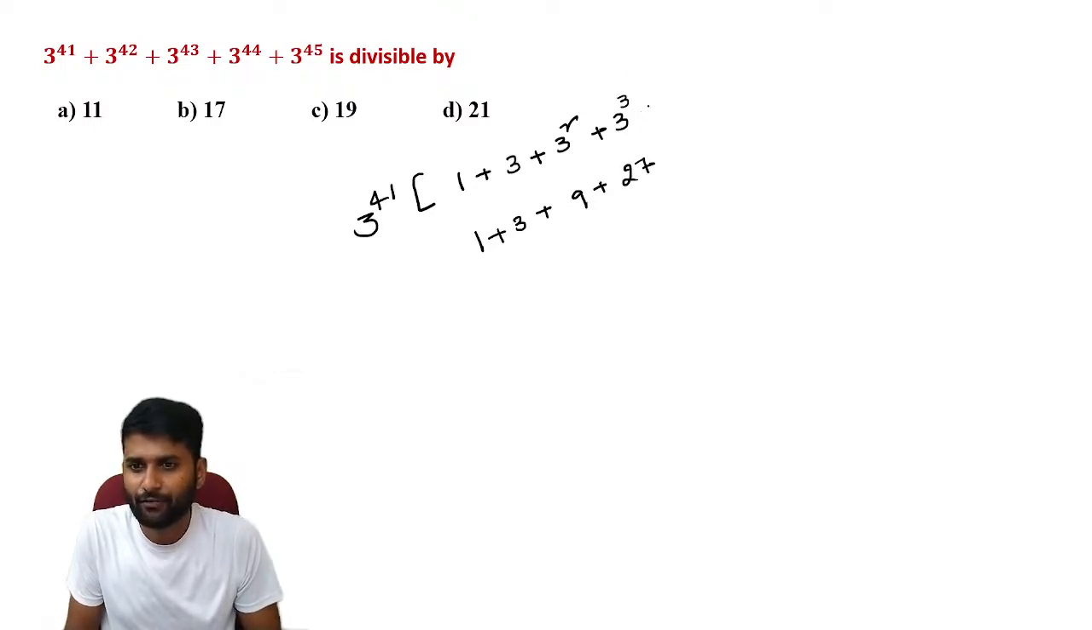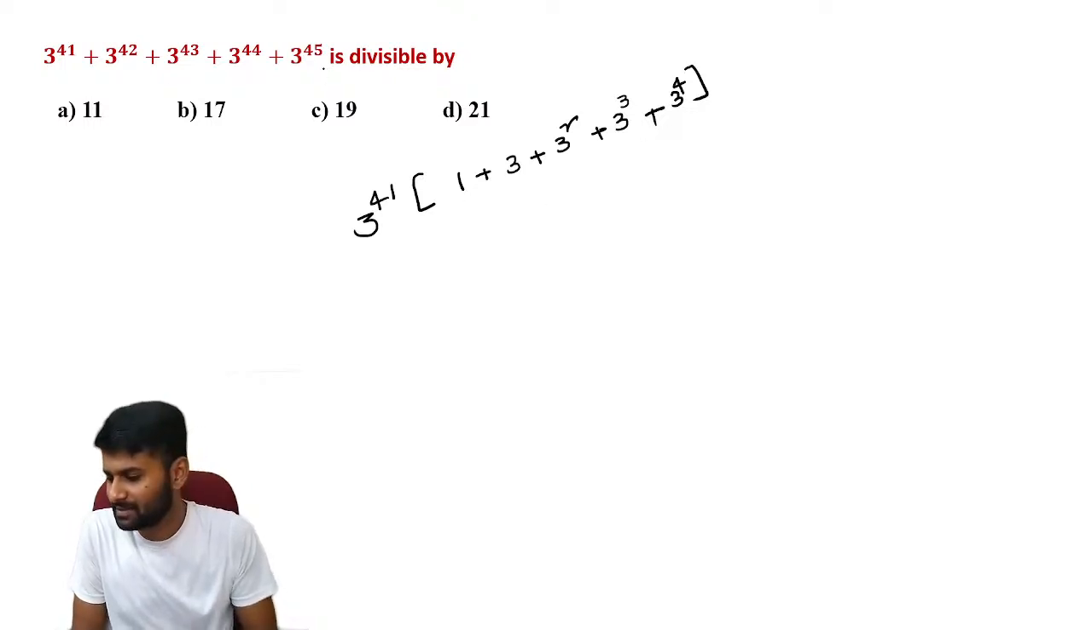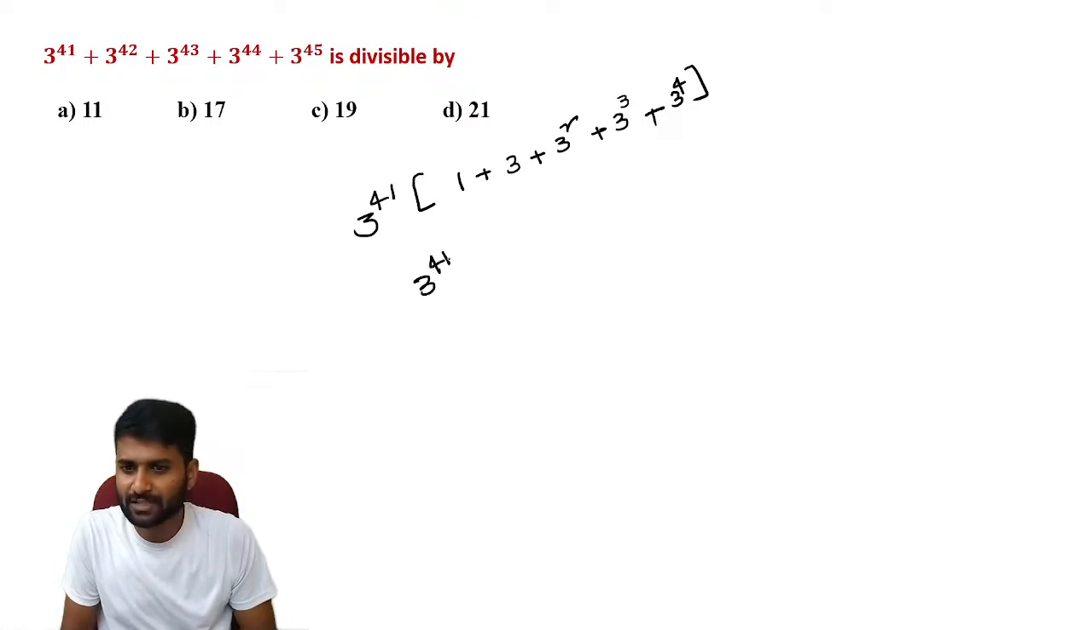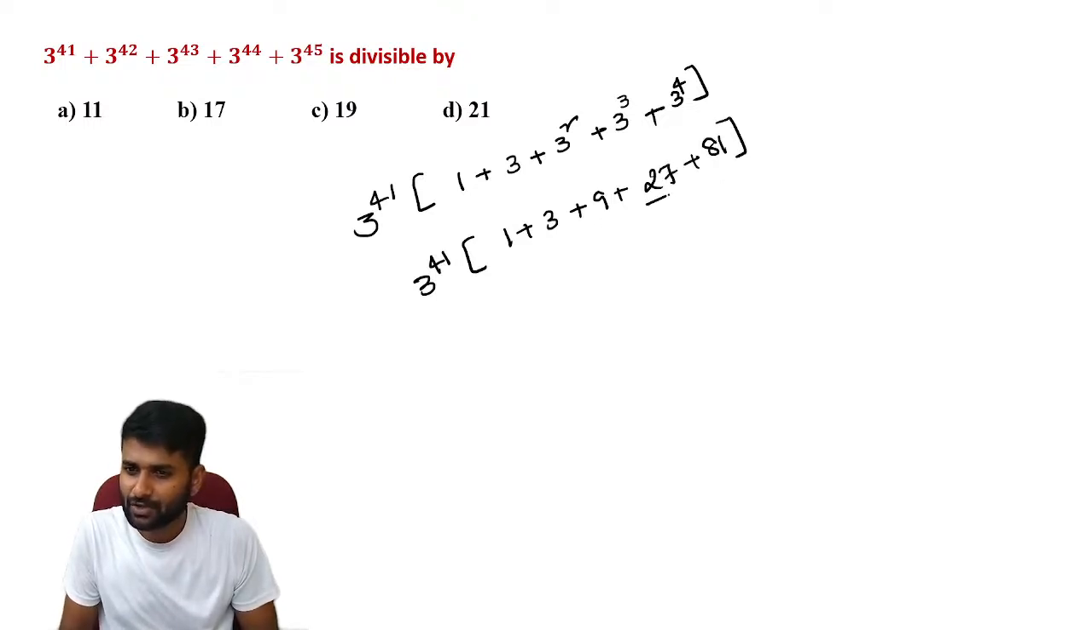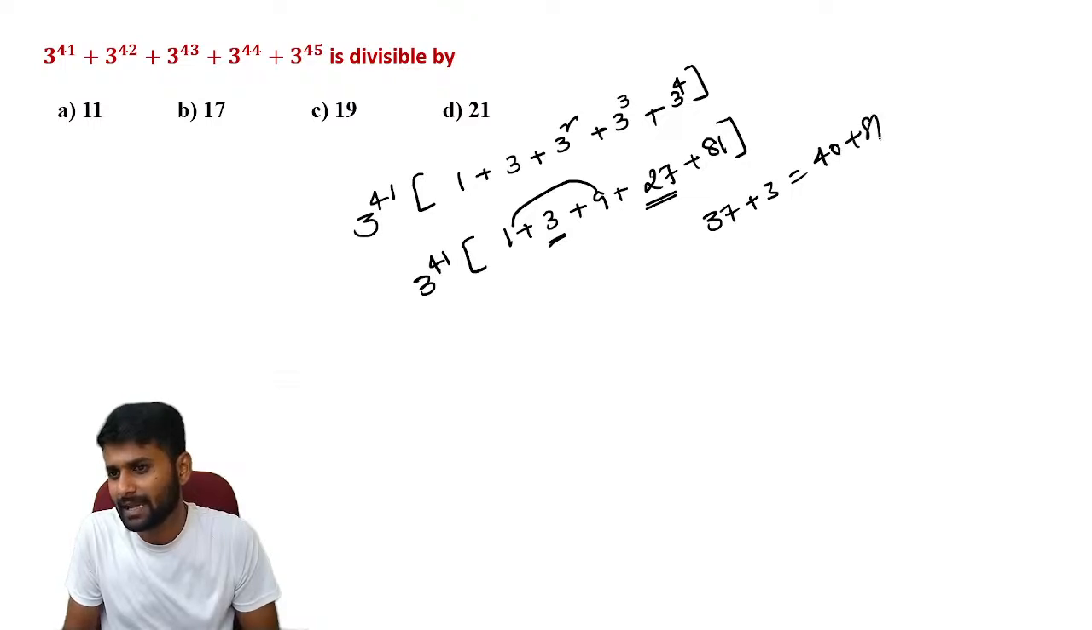See, we have a fourth value also. Now 3 power 4, so these are the values which are common in these particular terms. Let's go through the further simplification. 1 plus 3 plus 9 plus 27 plus 81. Now see, 27 plus 10 is equal to 37. 37 plus 3 is equal to 40, plus 81 is equal to 121.